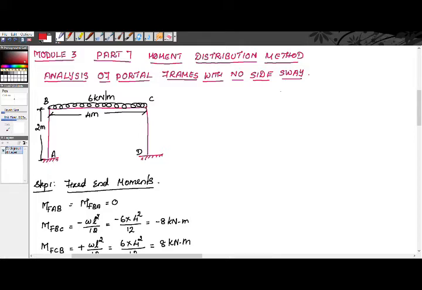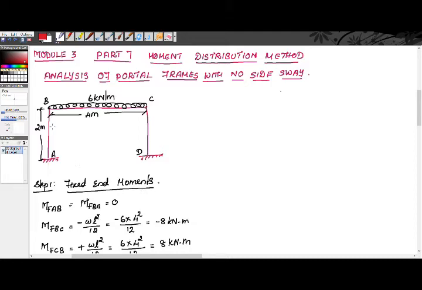So we have a portal frame ABCD. AB and CD are 2 meters long. BC is 4 meter long. And I is constant everywhere. There is a UDL of 6 kilonewton per meter throughout the span BC. So step 1 is, as usual, we have to find the fixed end moments. So we know in the span AB, there is no external loading. See, fixed end moment is obtained by assuming all the supports as fixed.